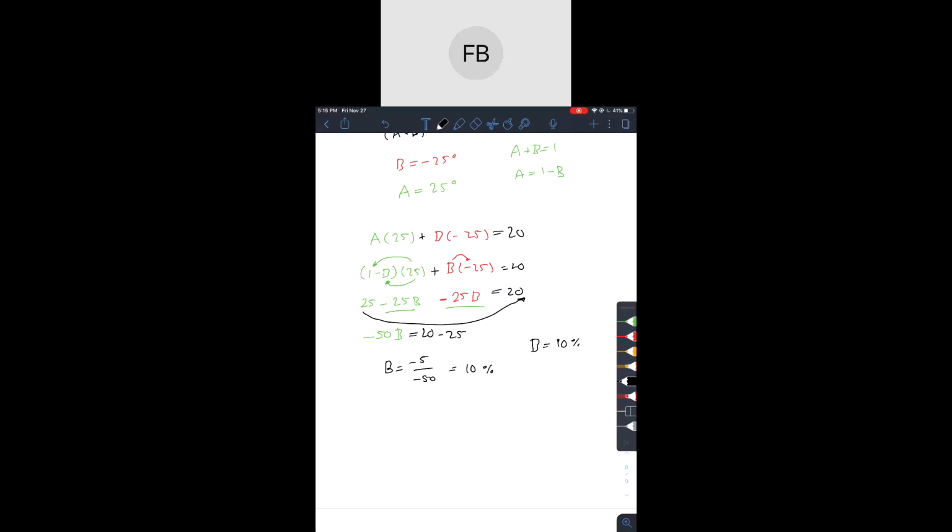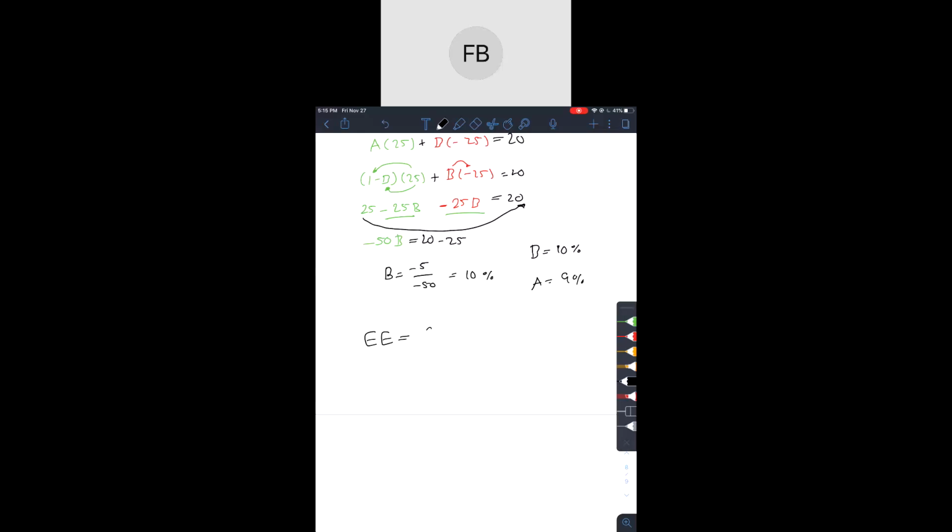So B is 10%, right? And so now we know that B is equal to 10%, so A must be 90%. And that's that. In numeric excess, practice EE would just be 90 minus 10, so it would be 80%. All right.